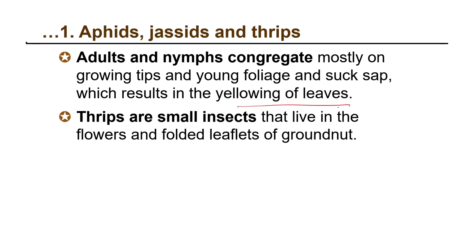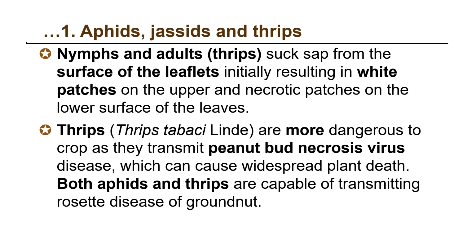Thrips are small insects that live in the flowers and folded leaflets of the groundnut. Nymph and adult thrips suck sap from the surface of the leaflets, initially resulting in white patches. You can see some white patches on the upper and necrotic patches. Necrotic patches here means the dead tissues on the lower surface of the leaves. Thrips, scientific name is Thrips tabaci Lindeman.